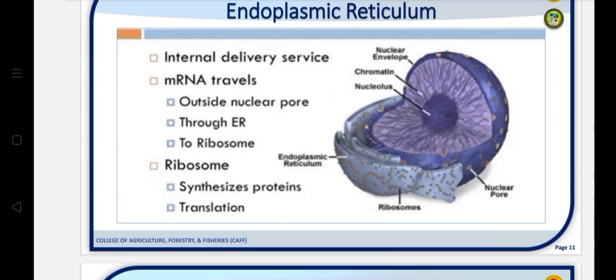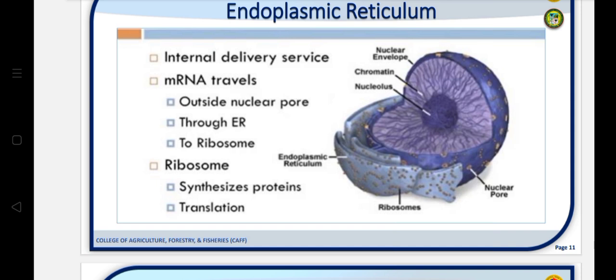Let's look at the endoplasmic reticulum, or ER for short. The ER acts like the internal delivery service of the cell. After transcription, the mRNA leaves the nucleus through the nuclear pores. From there, it travels through the ER to reach the ribosomes.